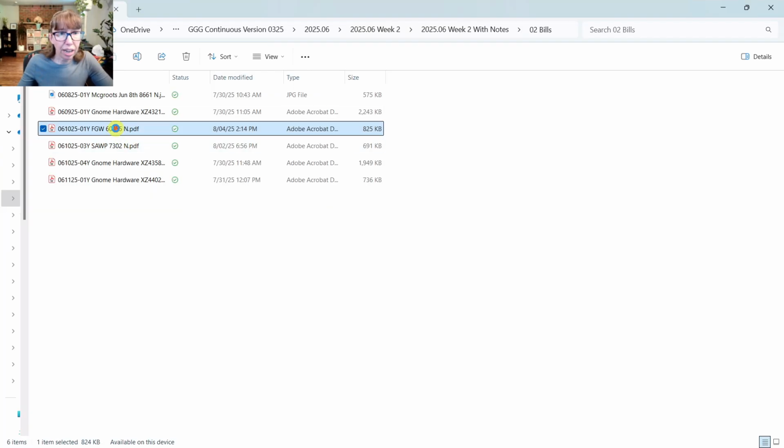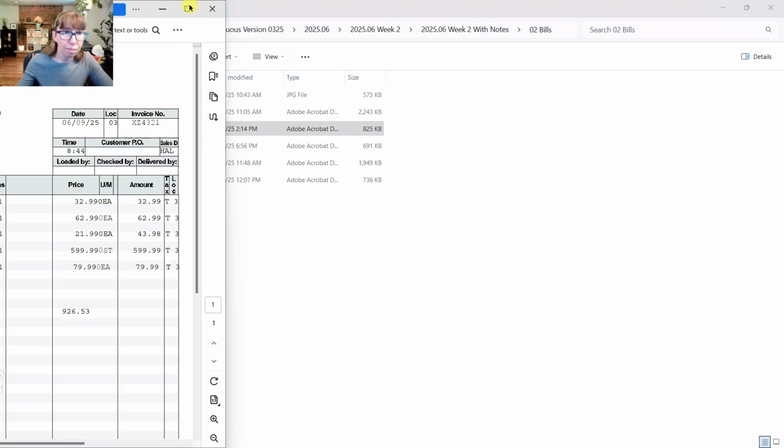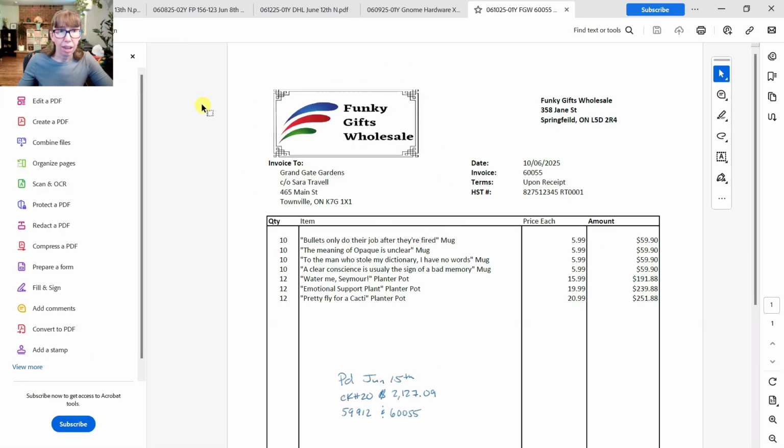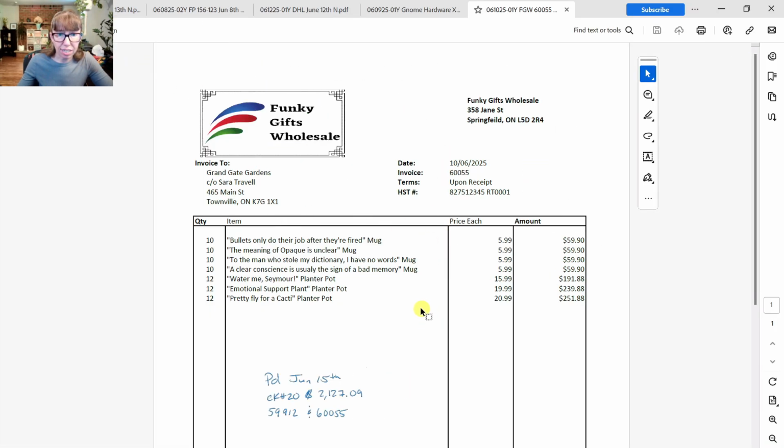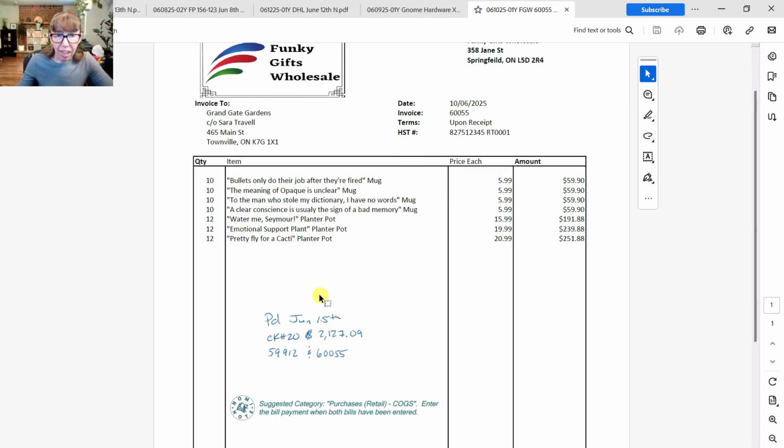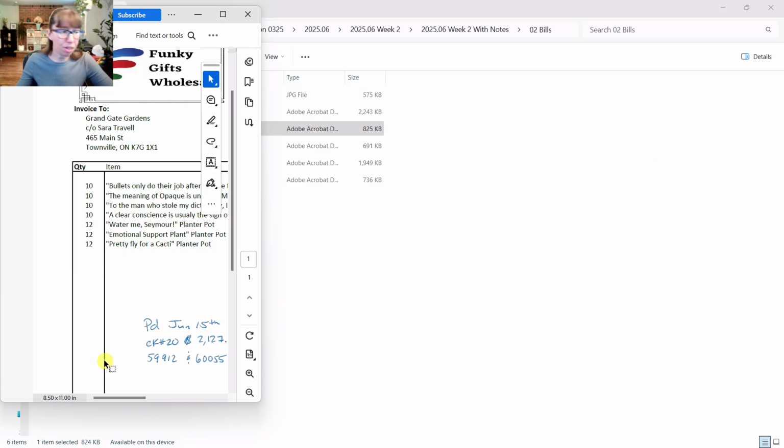So next we have a Funky Gifts Wholesale. And when we take a look at this, we can see it's the 60055. And she notes that 59912 and 60055 were paid with a check on June 15th. So we can go ahead and put in the payment because if I remember correctly, we've already put in 59912. And of course we can confirm that. So let's go ahead, put this one in.